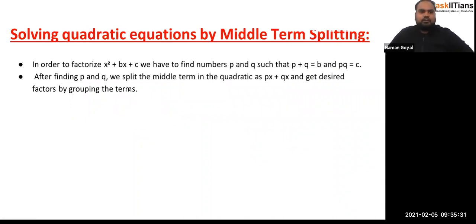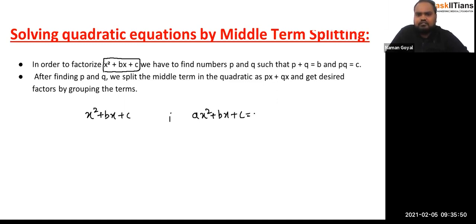Okay, now see, in order to factorize x square plus bx plus c, the quadratic equation which is in the form of x square plus bx plus c, right? Now a question may come to your mind: sir, the quadratic equation is in the form of ax square plus bx plus c is equal to 0, right? So why do we take it as x square plus bx plus c? See, if we take a as 1, then it becomes like that, right? So there is no problem.